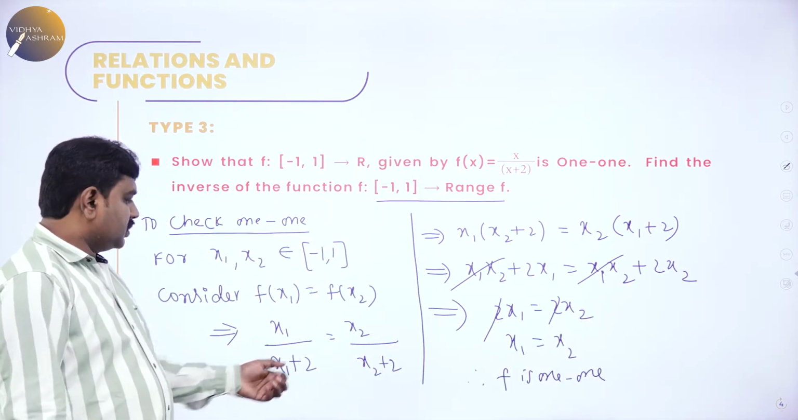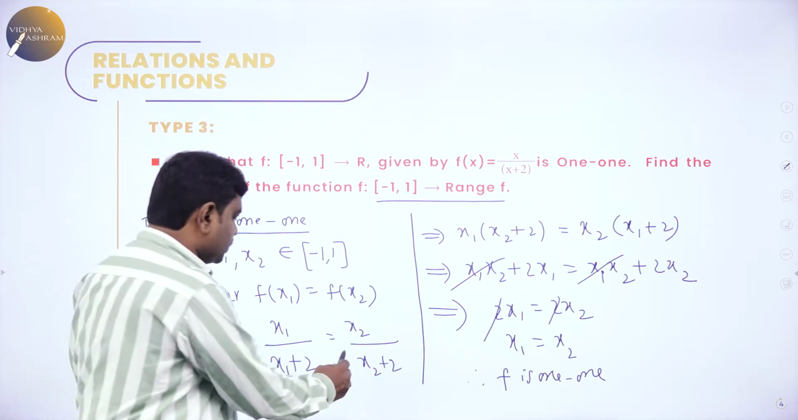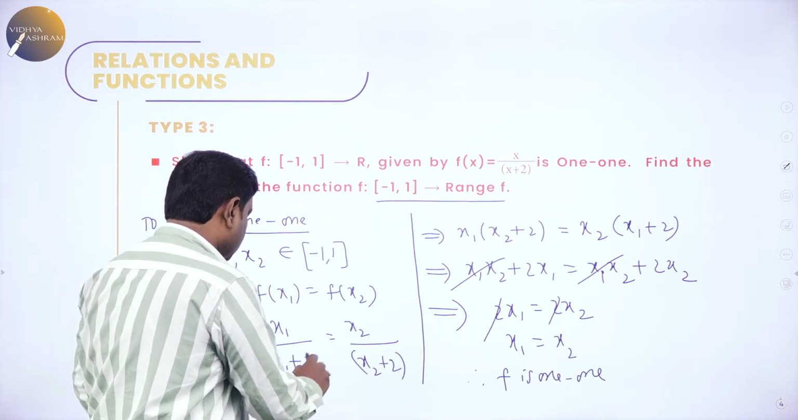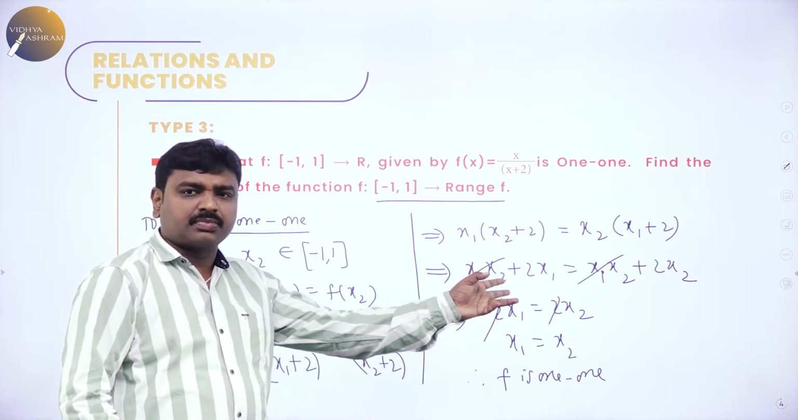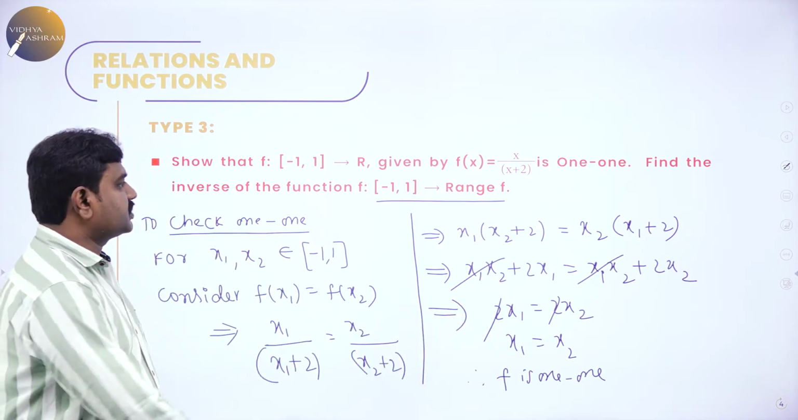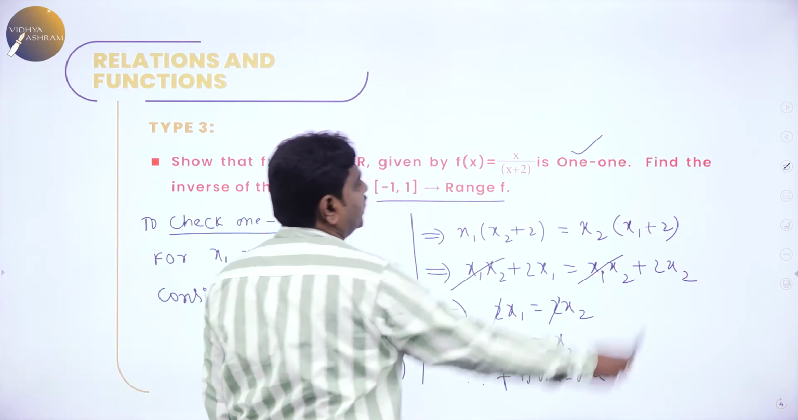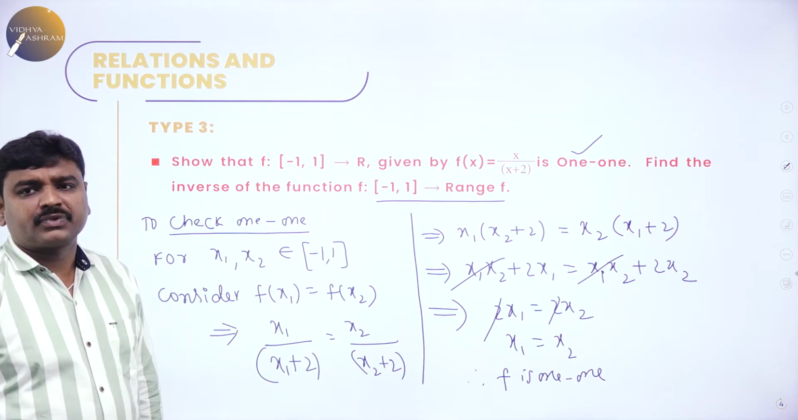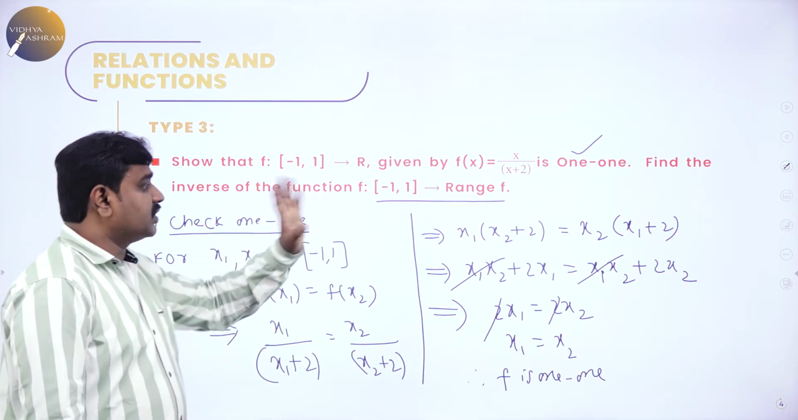So here, cross multiplying, when you transfer this denominator it will become a product. This will go that side, it will become a product. Multiply term wise, simplify, and you will get it. So the first task we have done. They want you to prove one-one, we have done it. Any doubts? Now we need to find the inverse.